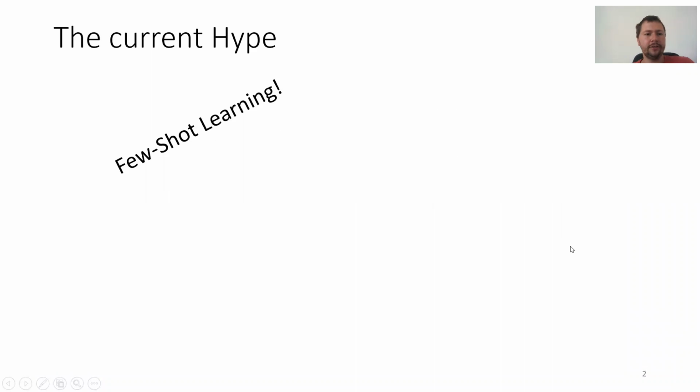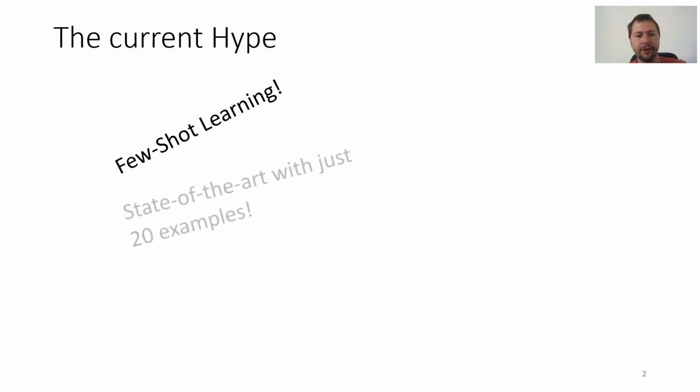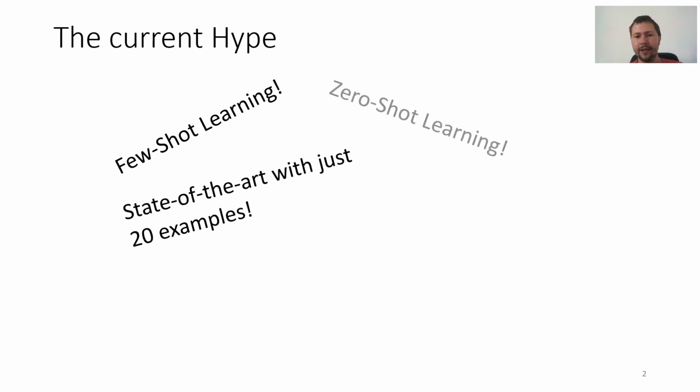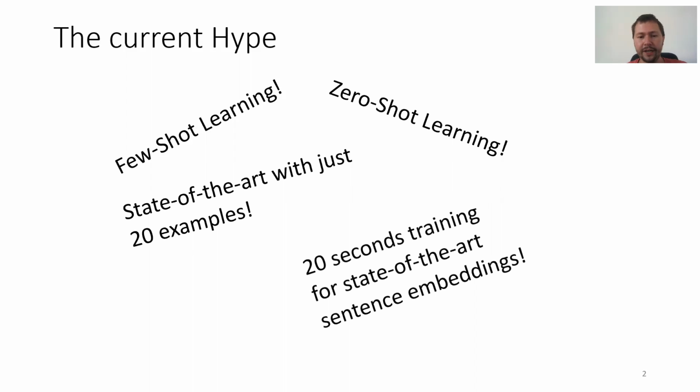So if you look at current papers, the current hype, what you often see is few-shot learning, state-of-the-art with just 20 examples, sometimes even zero-shot learning, or that people are able to fine-tune models in 20 seconds to get state-of-the-art sentence embeddings. In the first part of this talk, I would like to give a critical overview, or critical opinion, about few-shot learning and low resource scenarios. And then in the second part of the talk, I want to provide some methods we're currently working on to decrease the data need for such models, especially for the field of neural search.